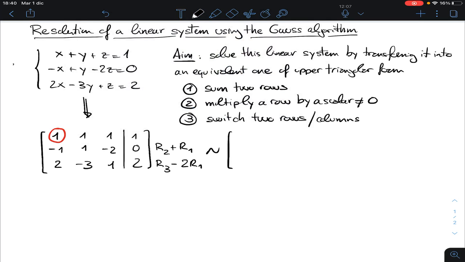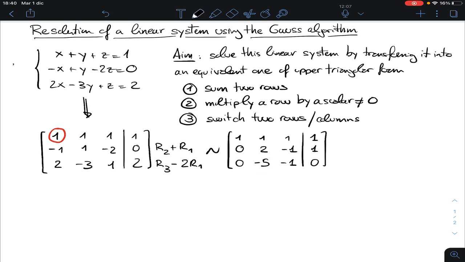We get a matrix which has the same first row as the previous one. The second row is now minus 1 plus 1, which is 0, 1 plus 1, which is 2, minus 2 plus 1, which is minus 1, and 0 plus 1, which is 1. And for the last one, you have 2 minus 2, which is 0, minus 3 minus 2, which is minus 5, 1 minus 2, which is minus 1, and 2 minus 2, which is 0. Now, again, this is not an upper triangular matrix because of this minus 5.